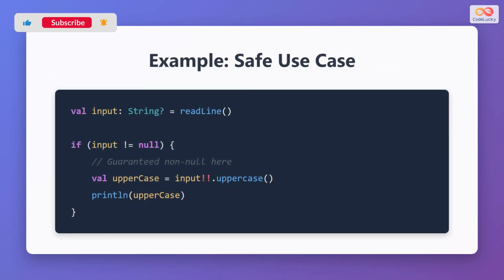Here's an example of a safe use case. Let's say we read input from the user using readLine, which returns a nullable string. Before using the double exclamation mark operator, we first check if input is not null using an if statement. Inside this block, we're guaranteed that input is not null, so using the double exclamation mark operator here is safe. We can then convert it to uppercase and print it. The key point is that we've verified the value isn't null before asserting it.